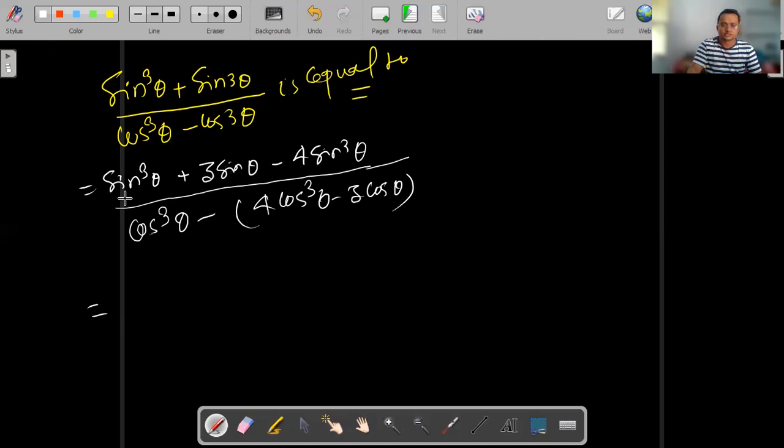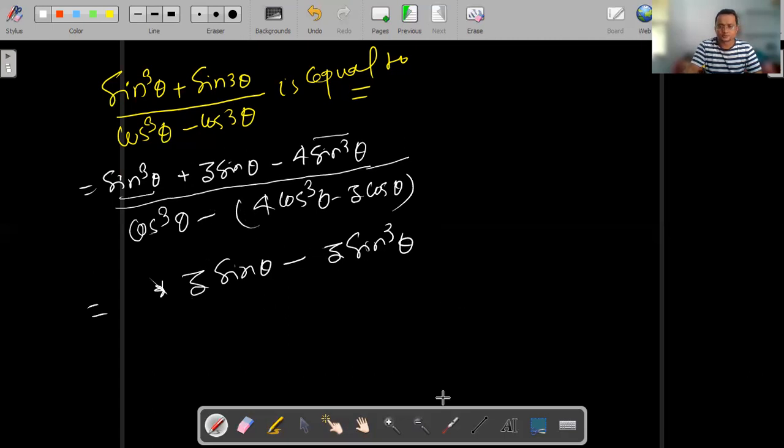See here: sine cube theta and minus 4 sine cube theta. So what are you getting? We are getting 3 sine theta, then minus 3 sine cube theta. Getting it or not? This we are getting, right? Okay.